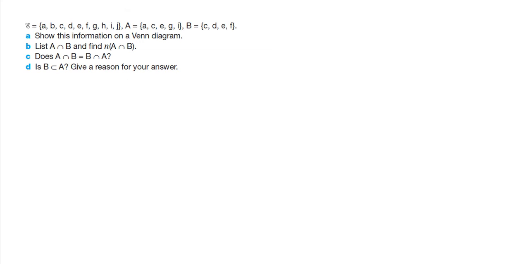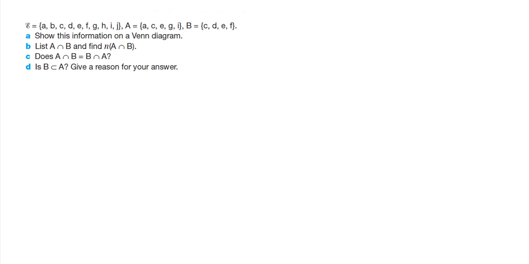Let's take another example. The universal set has all the small alphabets, starting from A to J. And A has the elements A, C, E, G, I. Some of these elements are present in the B set. Okay, show this information on a Venn diagram.